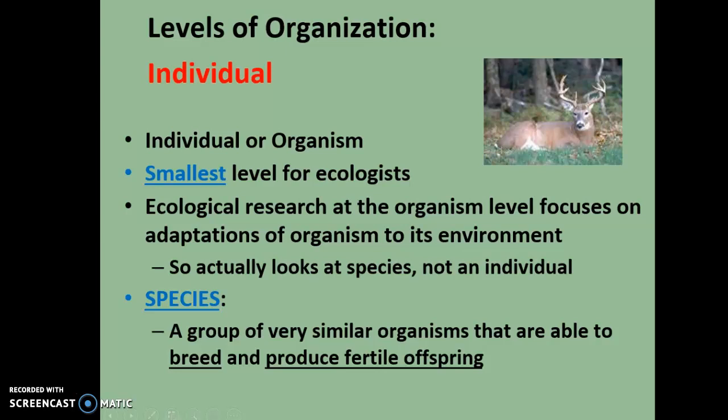We have levels of organization in each ecosystem. The smallest is the individual or organism. This is the smallest level for ecologists. And then we go from there, we go to the species. Okay, a species is a group of very similar organisms that are able to breed and produce fertile offspring. So remember that. So the first time now, we're starting to look at things at the biggest level.